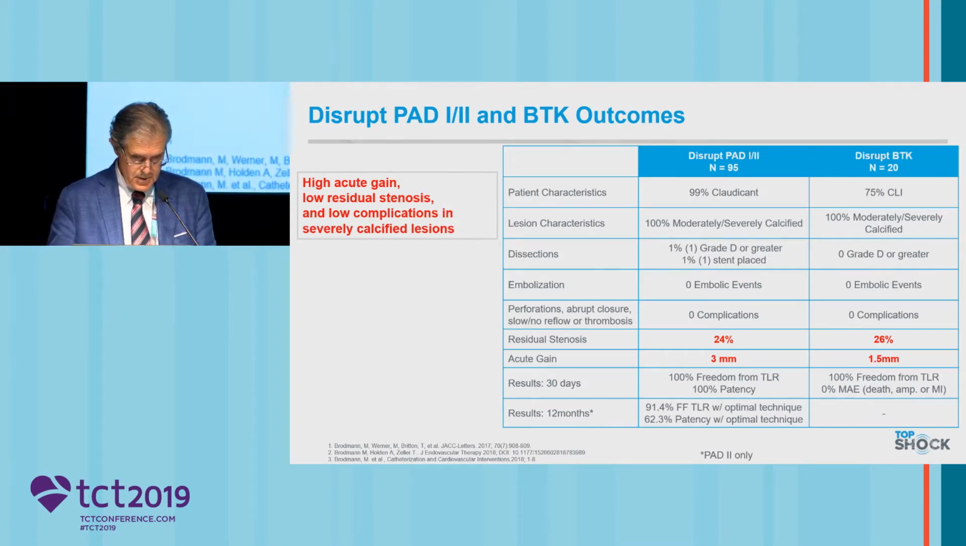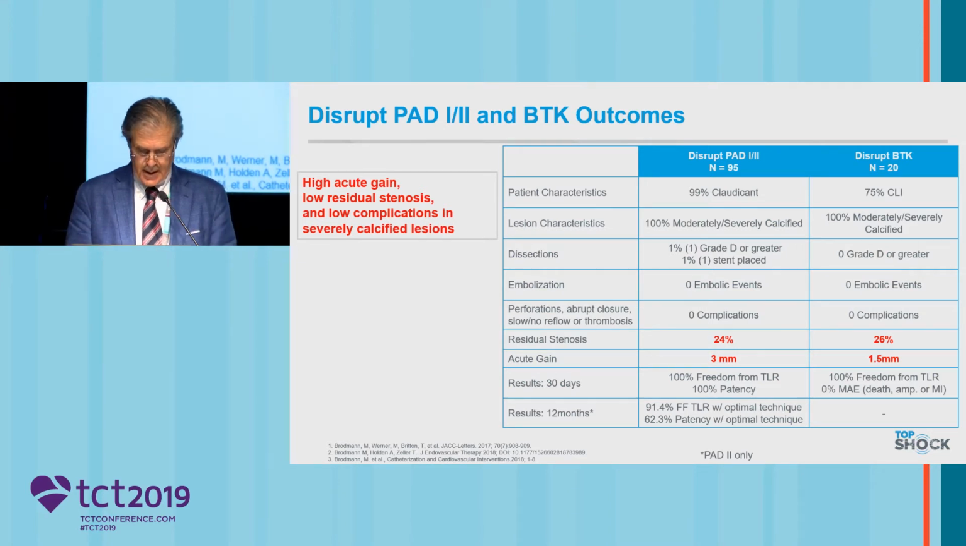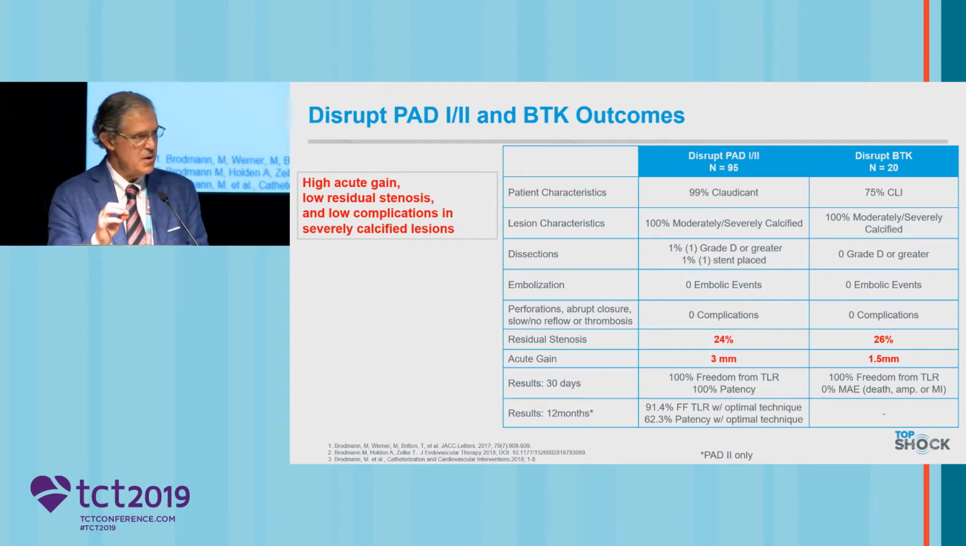This slide summarizes Disrupt PAD 1 and 2 combined on the left, 95 total patients, BTK on the right, 20 patients. And you can see that 100% of the arteries treated here have moderate to severe calcification. The classic triad observation that you're going to see with standalone IVL is high acute gain, low residual stenosis, and a low incidence of complications, despite the fact that these are severely calcified target lesions.